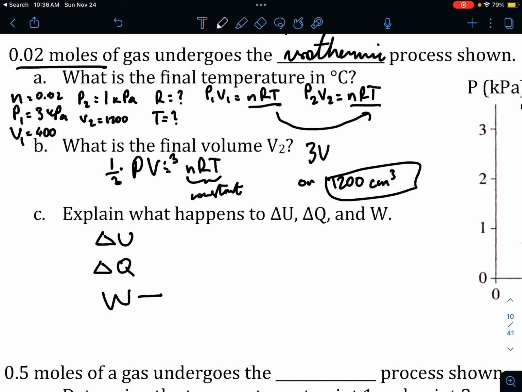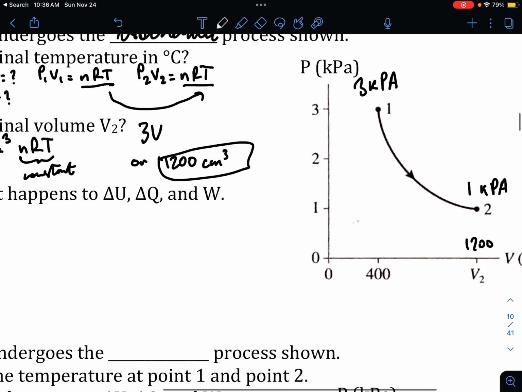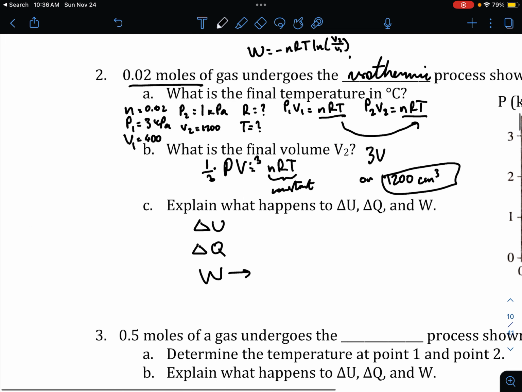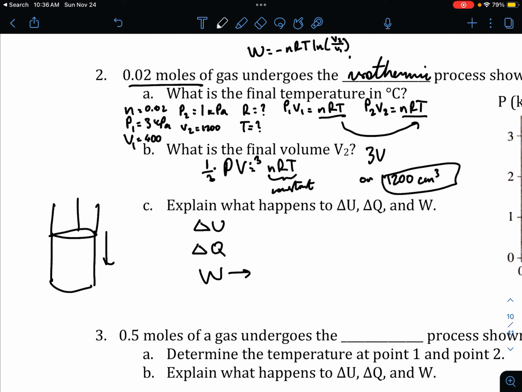The easiest one to do is work, right? Because you know the volume kind of decreased. So if you think about this right here, if the volume went down, that means the piston did work on the gas. So work is positive. Piston does work on gas.